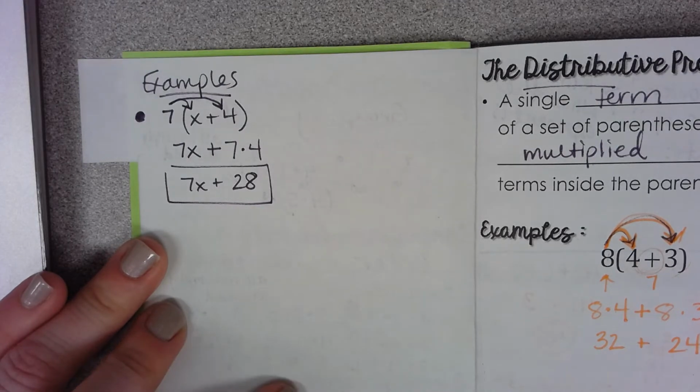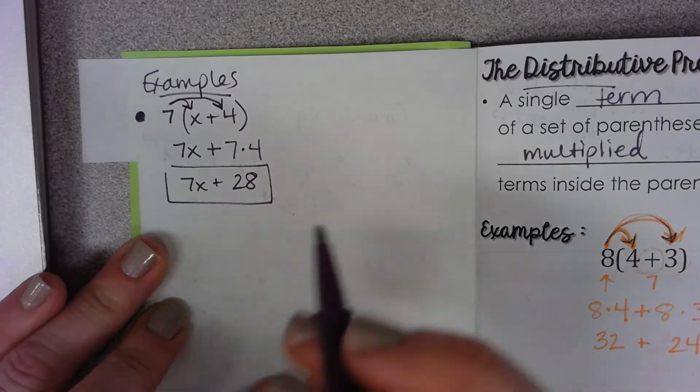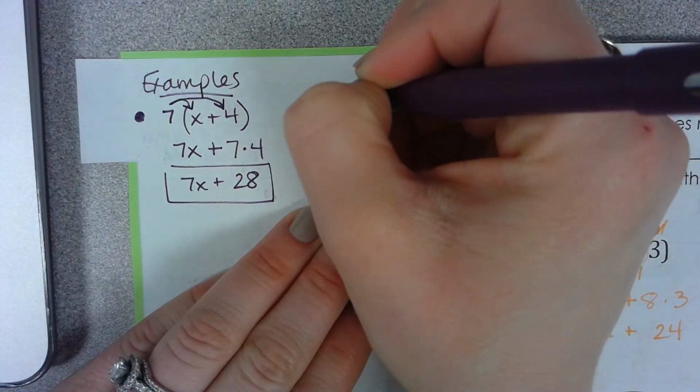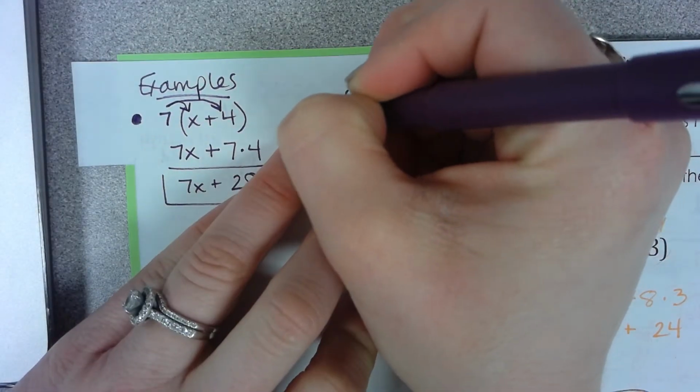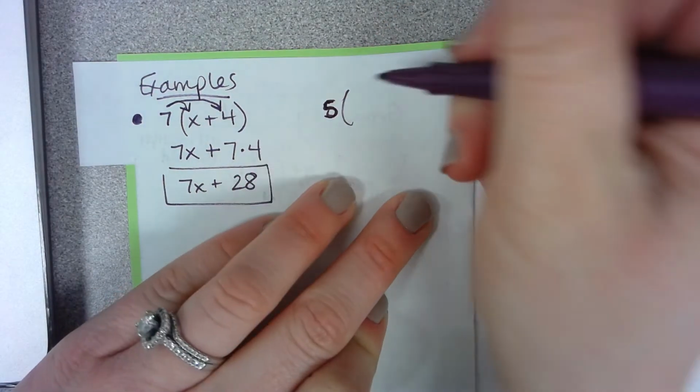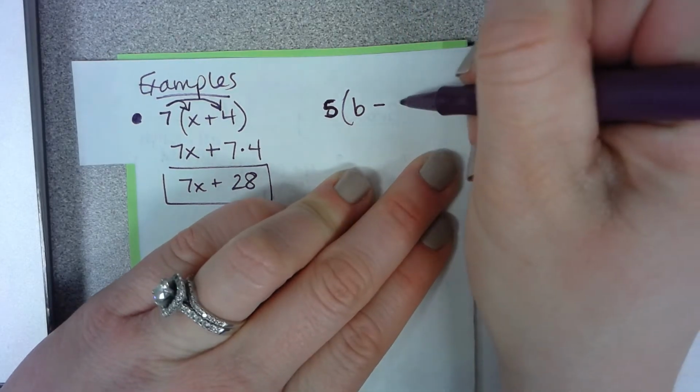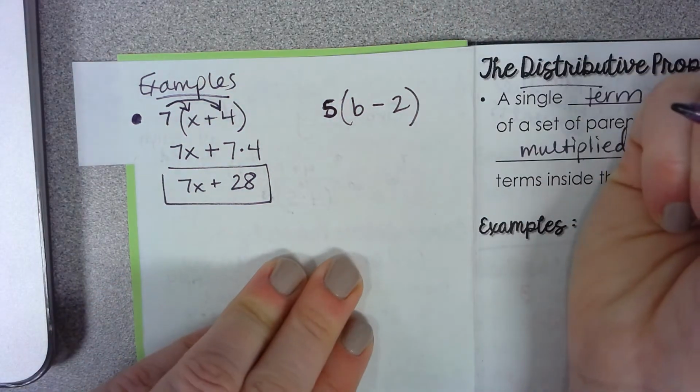Let's do another one here. Let's do 5 times, oops, that's a 5. 5 times the group of b minus 2. 5 times the group of b minus 2.